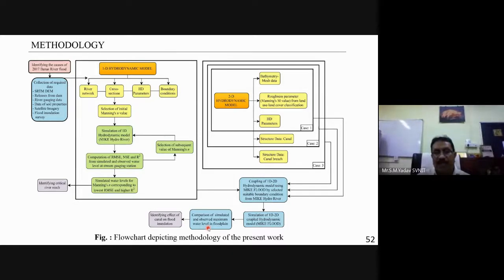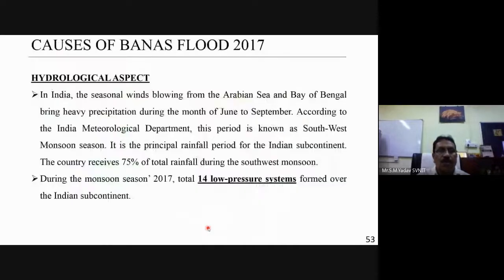That simulated depth we have validated and calibrated by actual observations, identifying the effect of the canal on flood inundation also. So hydrological aspects are what you were asking about, what has happened in case of monsoon. During the monsoon season 2017, a total of 14 low pressure systems formed over the Indian subcontinent. Sir, what you were asking about is why so much rain has fallen.